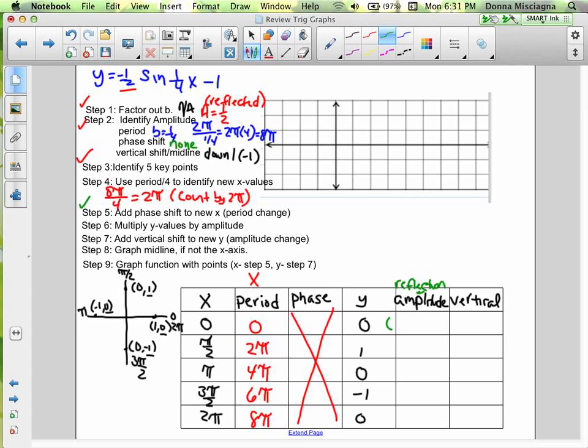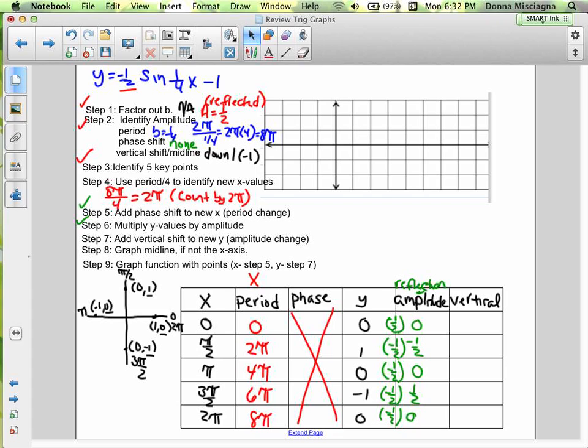So instead of multiplying by 1/2, we're going to multiply by -1/2. Because our values are going to be the opposite, because we're reflecting over the x-axis. And they're going to be half as much. So 0 times -1/2, well, it's still 0. 1 times -1/2 is -1/2. 0 times -1/2 is 0. -1 times -1/2 is +1/2. And 0 times -1/2 is 0. So there we have multiplied the Y values by the amplitude.